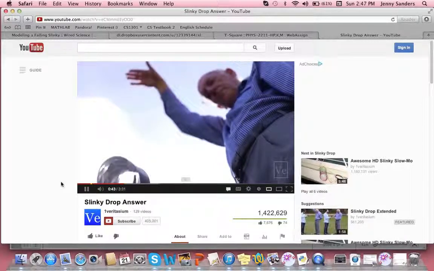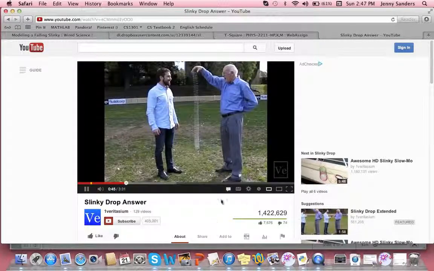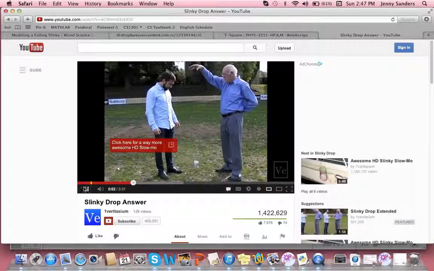So it's all stretched out and it reaches the bottom. Then you can see right here how the bottom completely stays still and the top reaches it. And then it falls together.